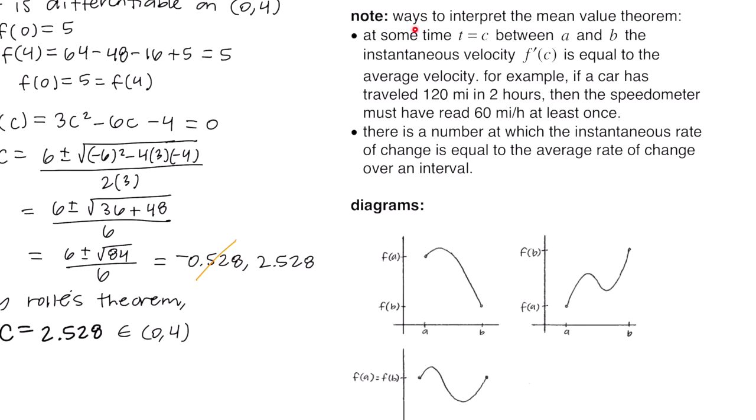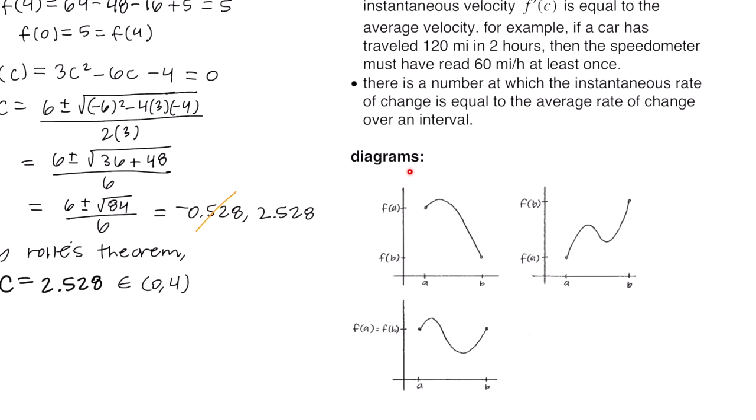Right here we have a note, ways to interpret the mean value theorem. At some time t equals c between a and b, the instantaneous velocity, or f prime of c, is equal to that average velocity. For example, if a car has traveled 120 miles in 2 hours, then the speedometer must have read 60 miles per hour at least once. And our last note here says there is a number at which the instantaneous rate of change is equal to the average rate of change over an interval.